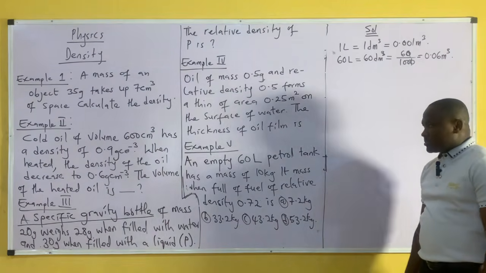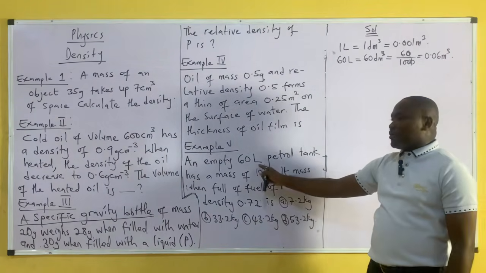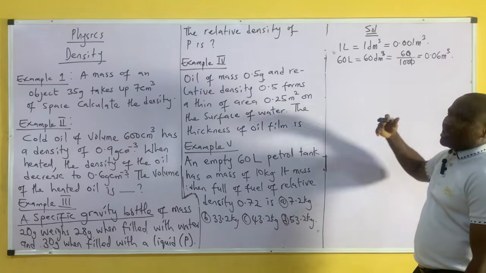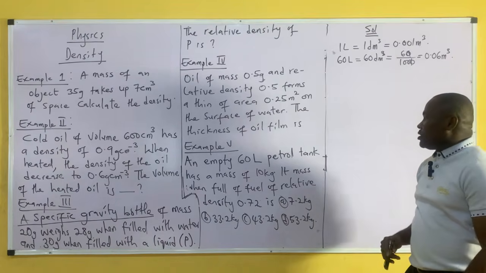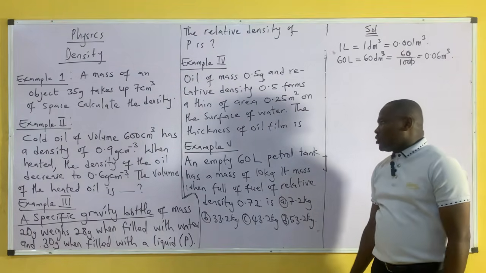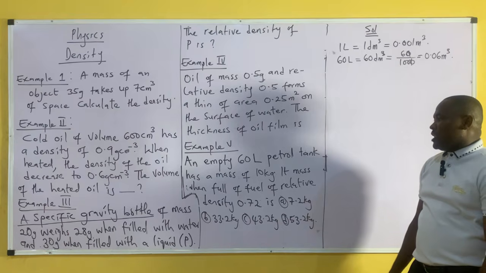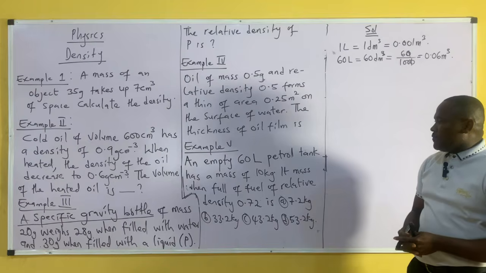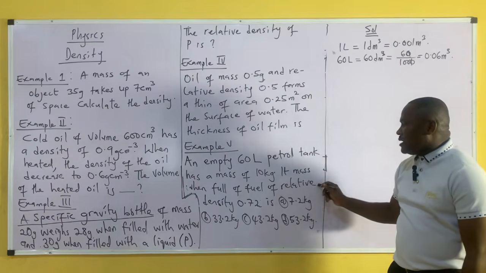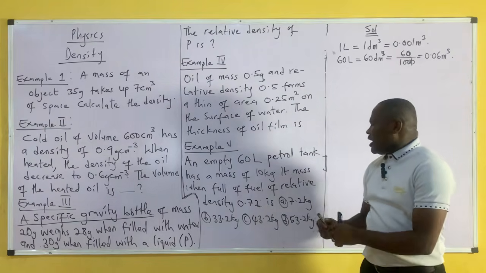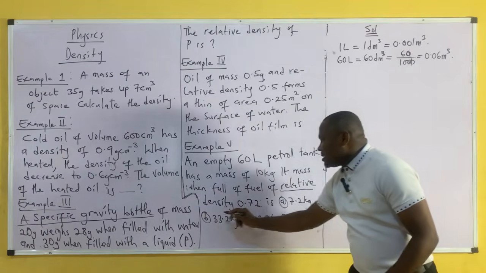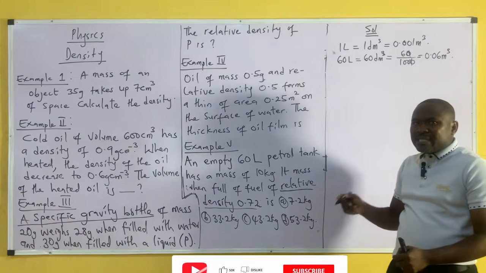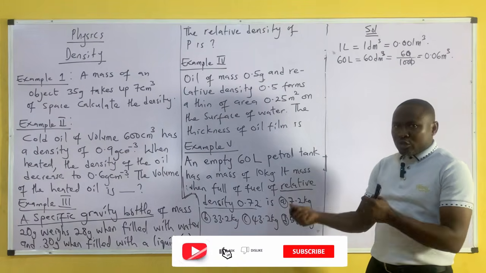So we said an empty 60 liters. I've converted this already to meters cube, which is our normal standard for solving. An empty 60-liter petrol tank has a mass of 10 kg. Full stop. If its mass when filled with fuel of relative density 0.72. Now, it was giving me relative density of fuel, not density of fuel. But I will always need the density of fuel in order to solve.